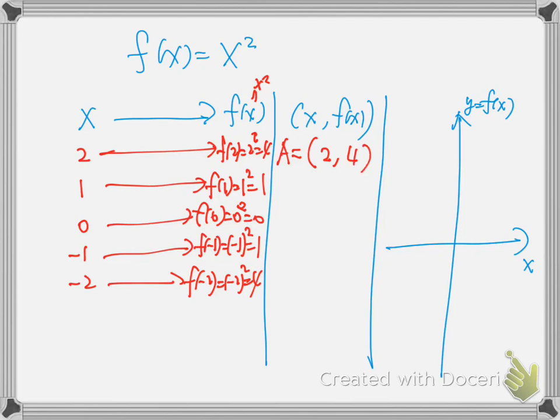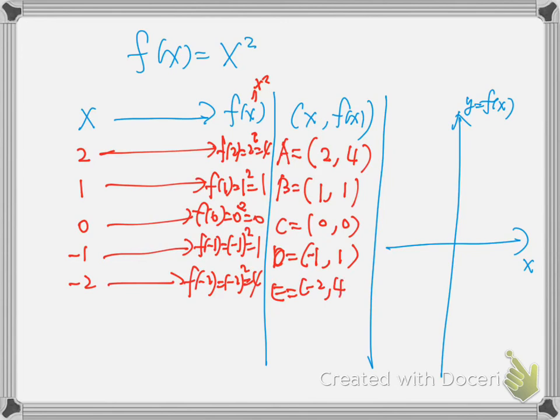So A is 2, 4, input and output. Point B is 1, 1. Point C is 0, 0. And then D, input negative 1, output 1. E, input negative 2, output 4. Now let's draw the picture. Here is C, and then A is 2, 4. 2, go up 4: 1, 2, 3, 4. So here is A. And then 1, 1 is B.